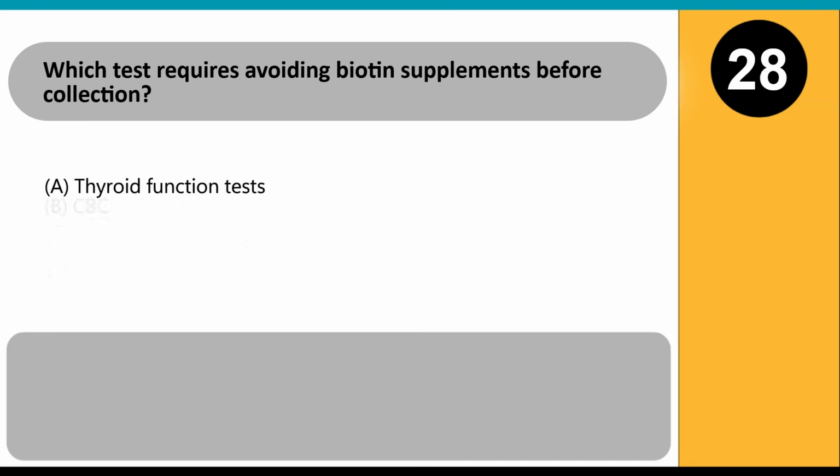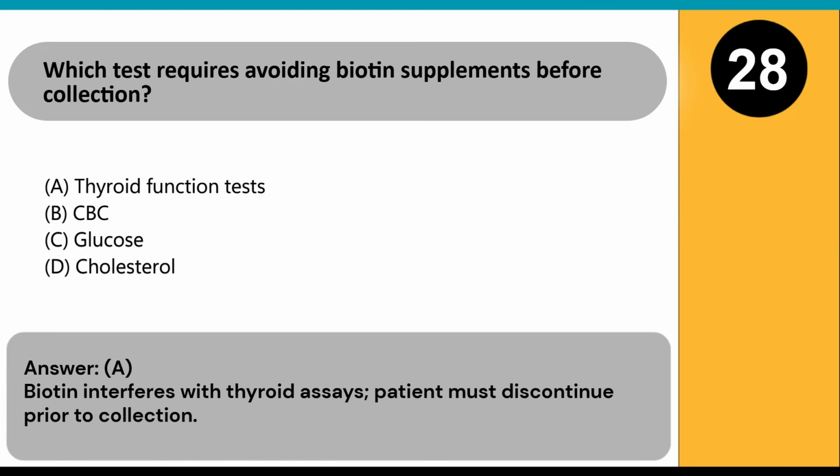Which test requires avoiding biotin supplements before collection? A. Thyroid function tests. B. CBC. C. Glucose. D. Cholesterol. Answer A. Biotin interferes with thyroid assays. Patient must discontinue prior to collection.